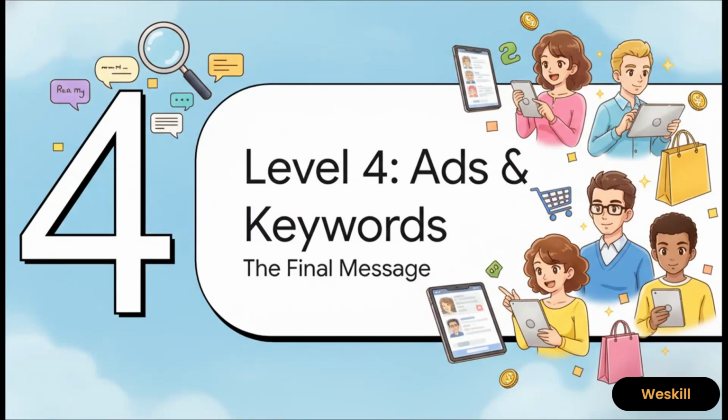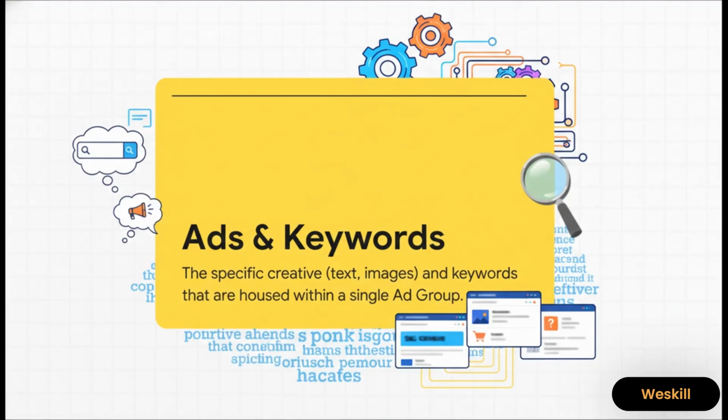And at last, we've reached the bottom level, the most detailed part of the whole thing. This is the stuff your customers actually see and click on, the ads and keywords. These are the absolute ground floor building blocks. The keywords, those are the search terms you're bidding on. And the ads, well, that's the headline and the little description that pops up in Google search. This is your direct line, your message, right to a potential customer.